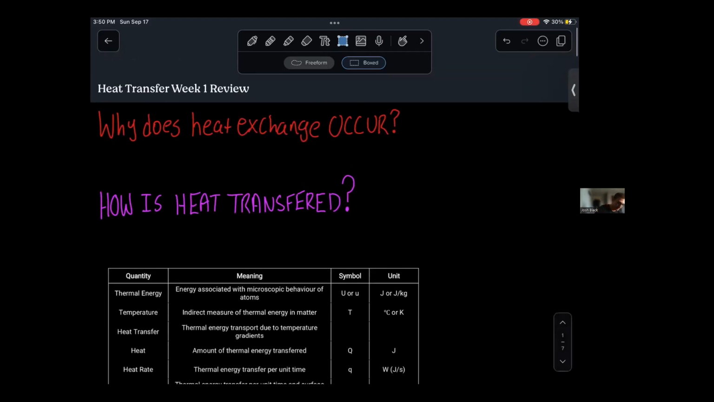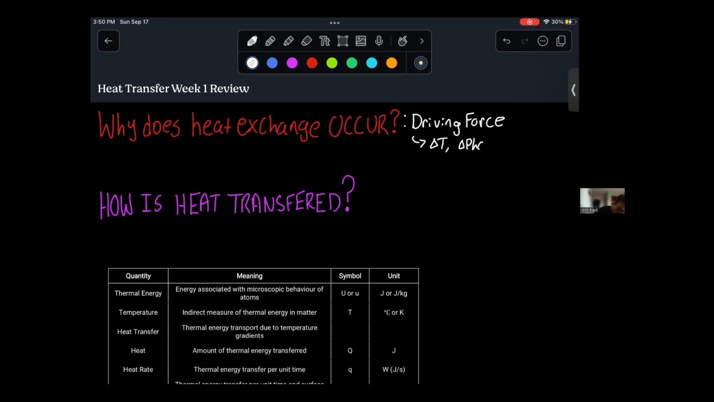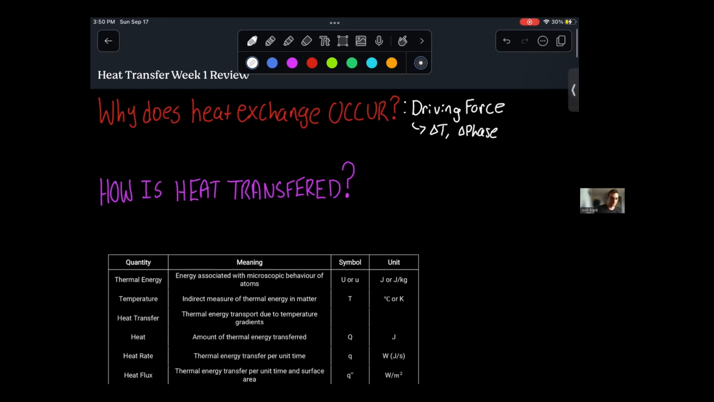So first and foremost, before we can get into anything, why does heat exchange occur? Heat transfer. Why does it happen? Well, it's due to something we all know called a driving force. Now, what do you think this driving force might be in heat transfer and heat exchange? What's a force, some energetic value that's causing heat to be exchanged or transferred? This is in the form of a change in temperature or a change in your phase, which we'll get to a little bit later.